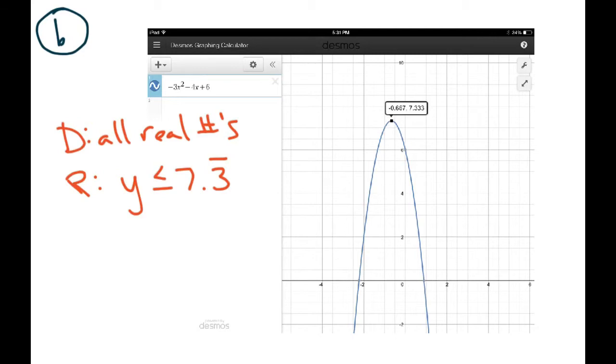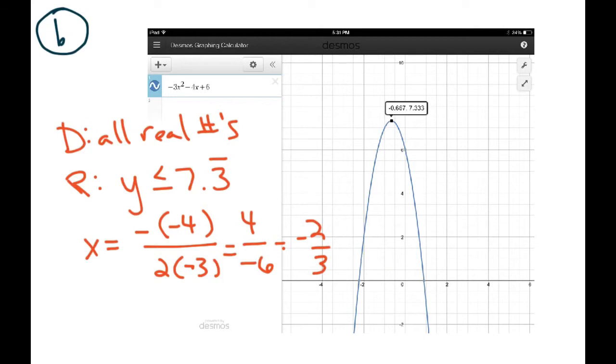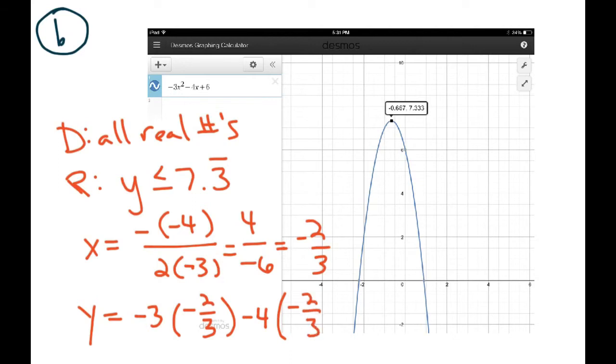You can algebraically find the value for the maximum or minimum by using the axis of symmetry, negative b over 2a, in which case it would be 4 over negative 6, which is negative 2/3. Negative 2/3 is your negative 0.667. They rounded it off. And then to find y, you would plug that back into your original equation, and you would find out it's 7 1/3, or 22 over 3, or 7.3 repeating. Any of those is a good option.